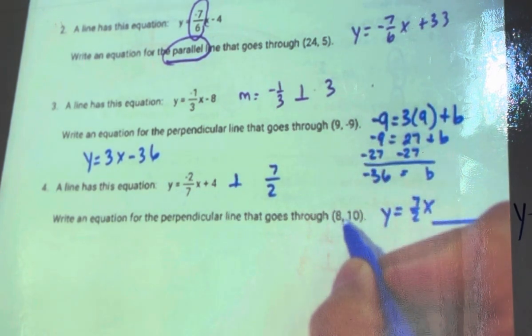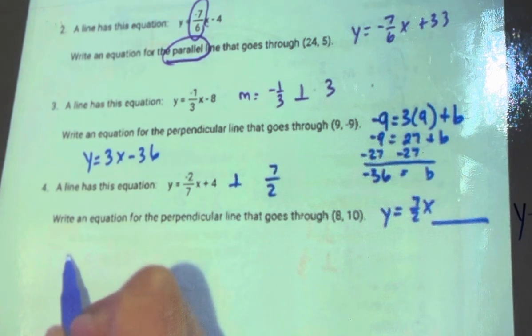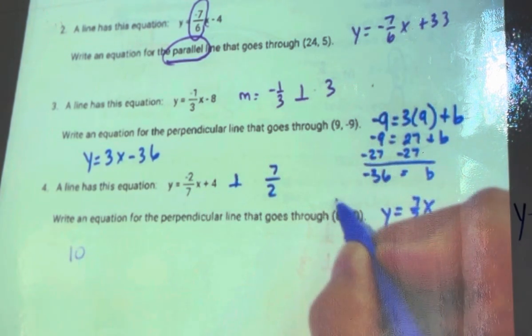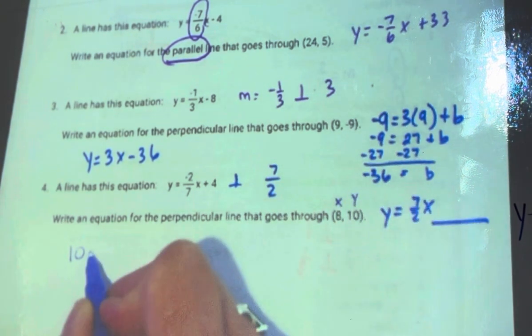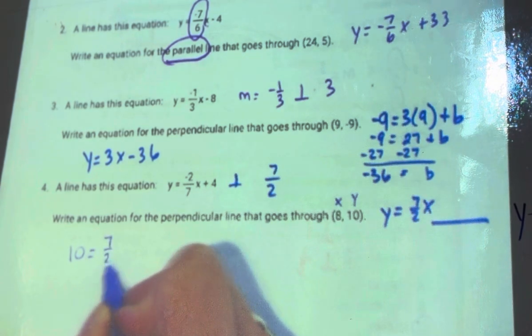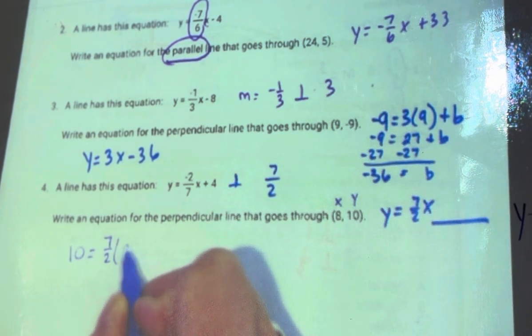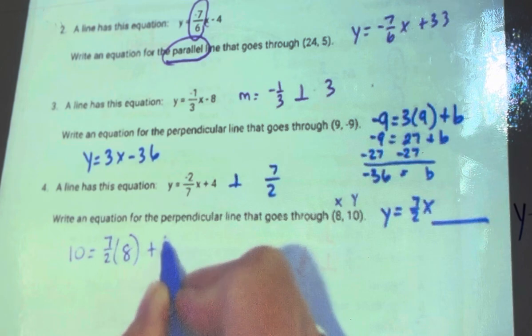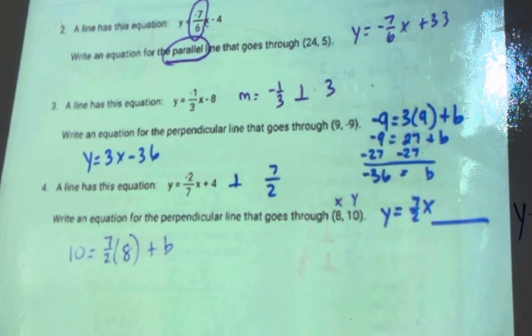So what's my y value? 10. So of course it goes x then y. So 10 equals my m times my x plus b. Okay, let me give you a minute, find b. So multiply, then subtract.